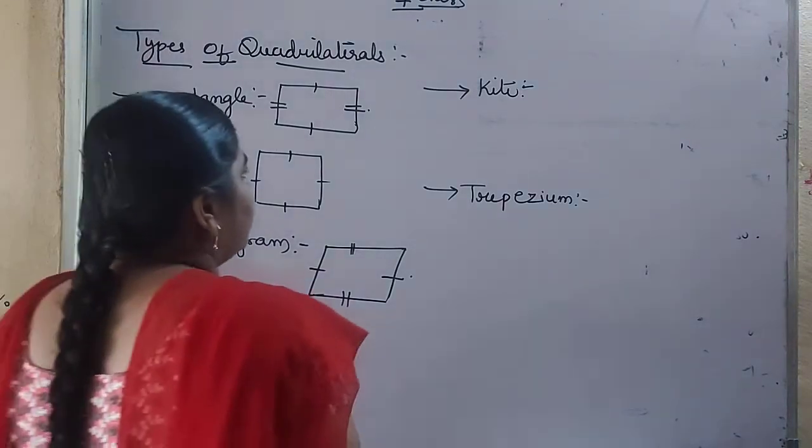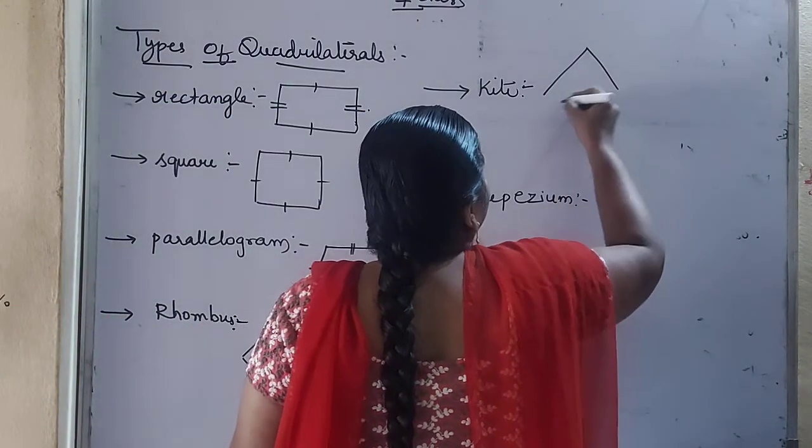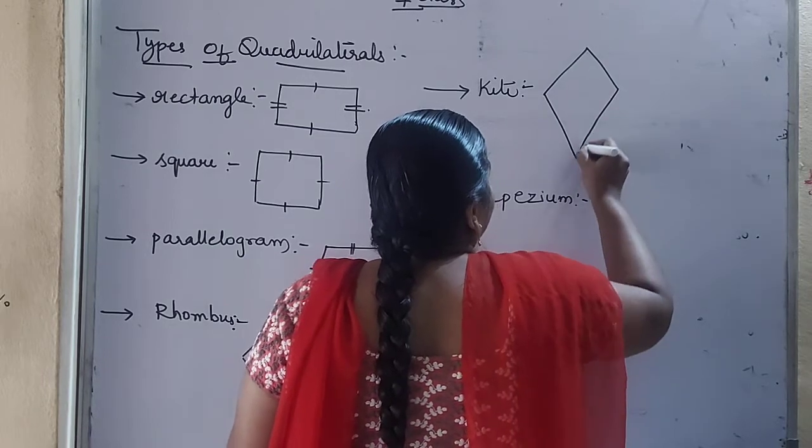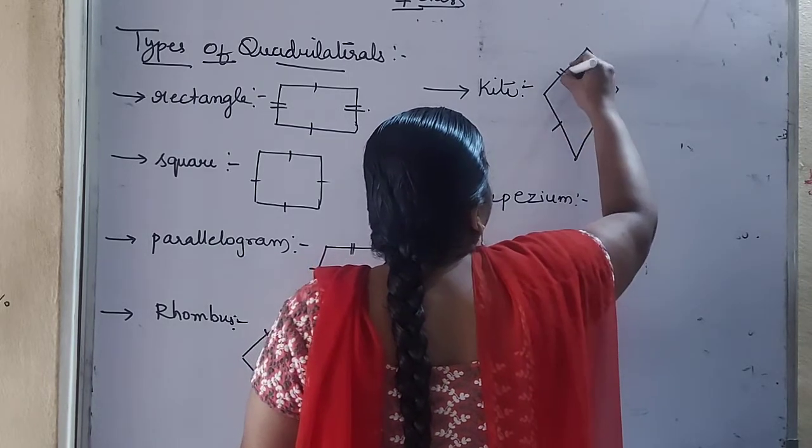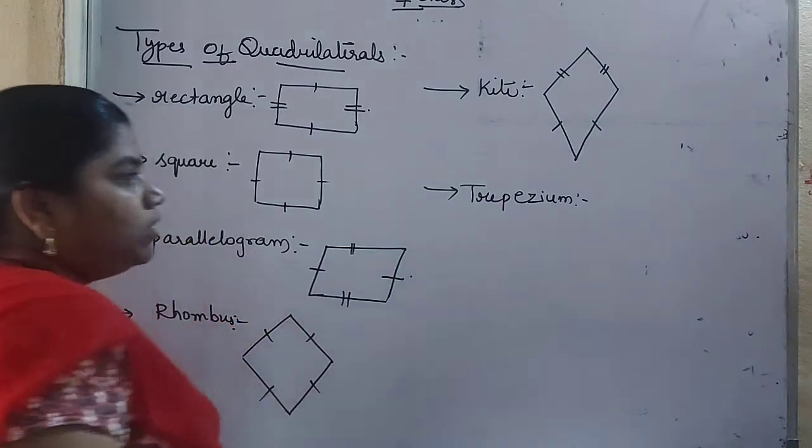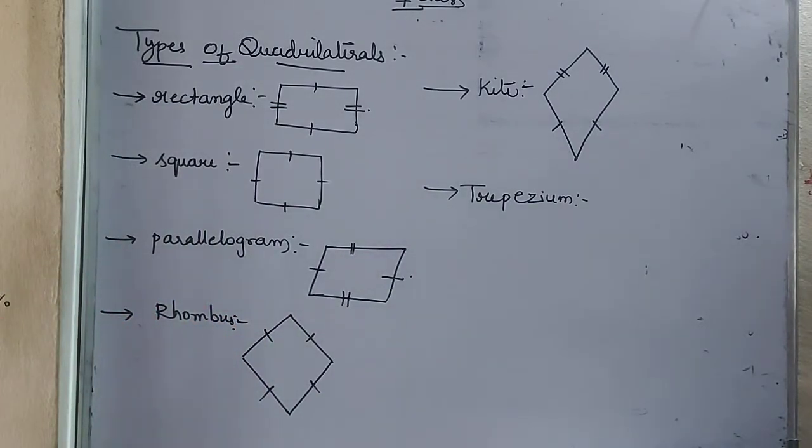So in a kite now, in a kite only the consecutive sides will be equal. So these two sides will be equal and these two sides will be equal. So consecutive sides will be equal.